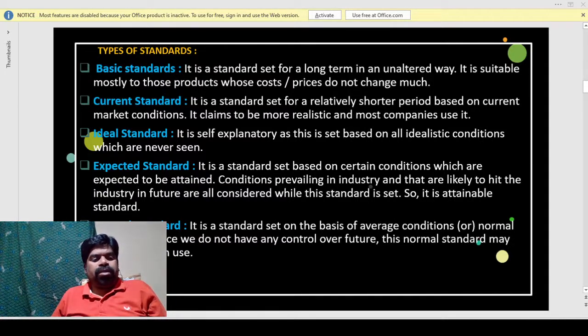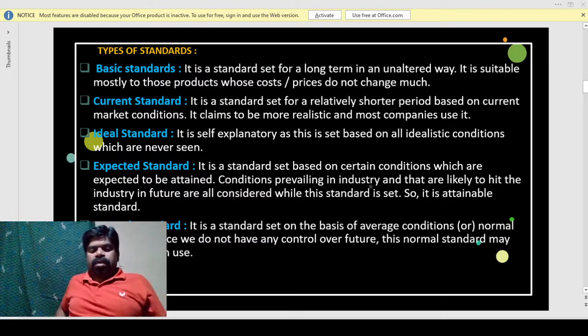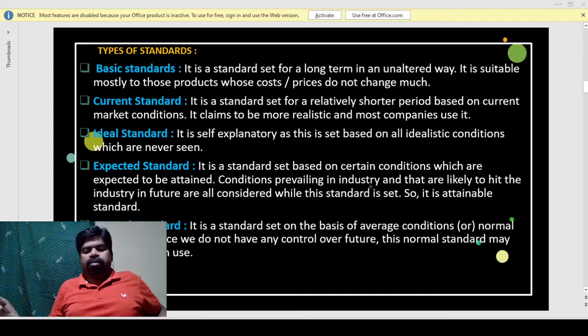Next you see ideal standard. It is self-explanatory, as this is set based on all idealistic conditions which are never seen. So a model standard is required. Such type of standard is known as ideal standard.